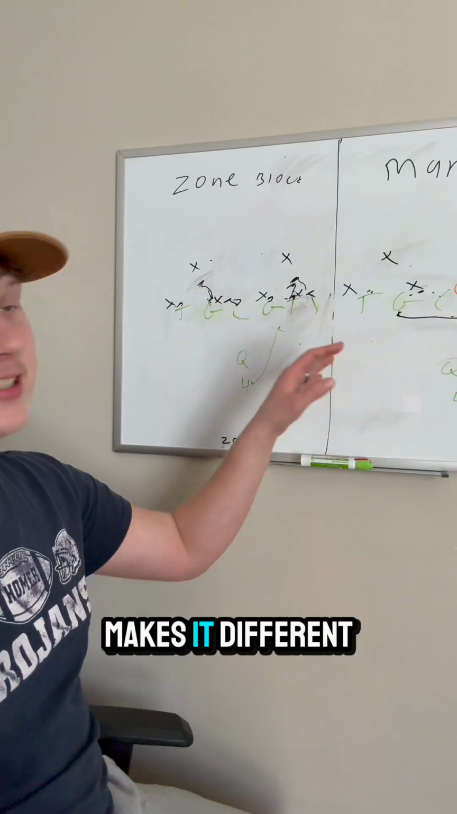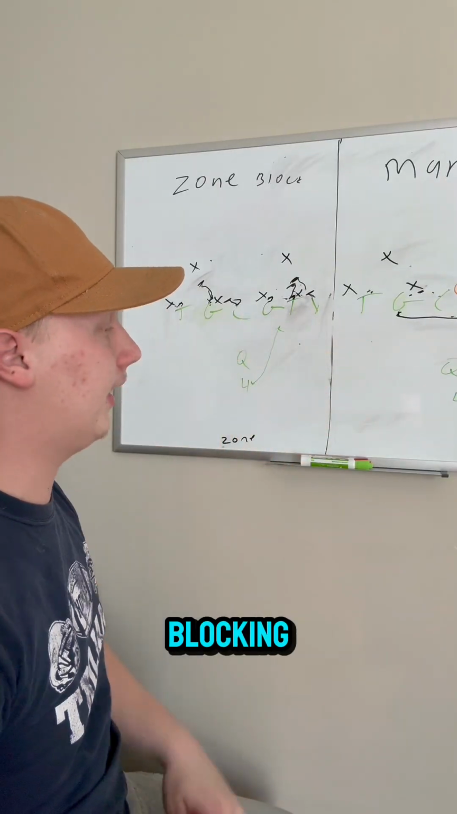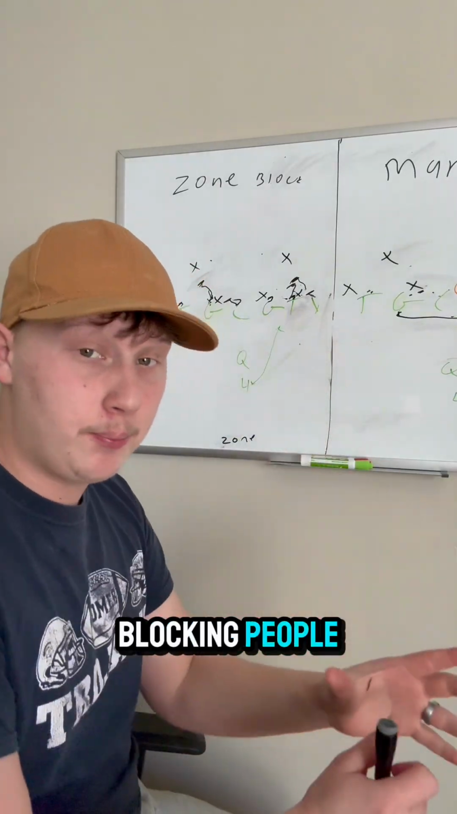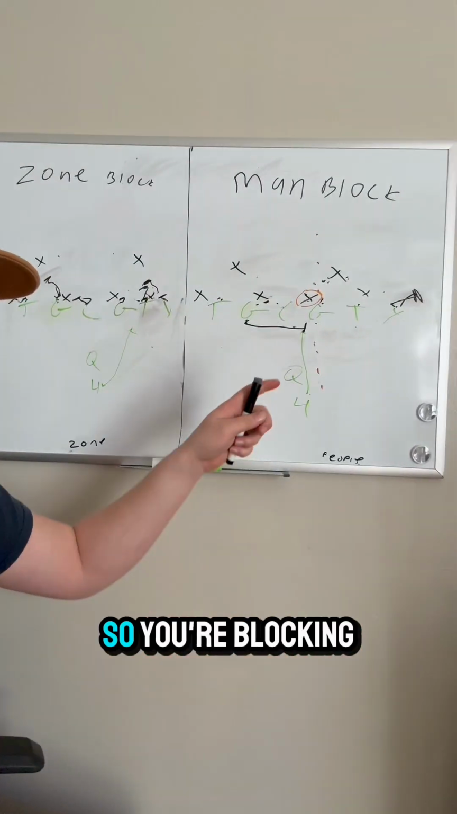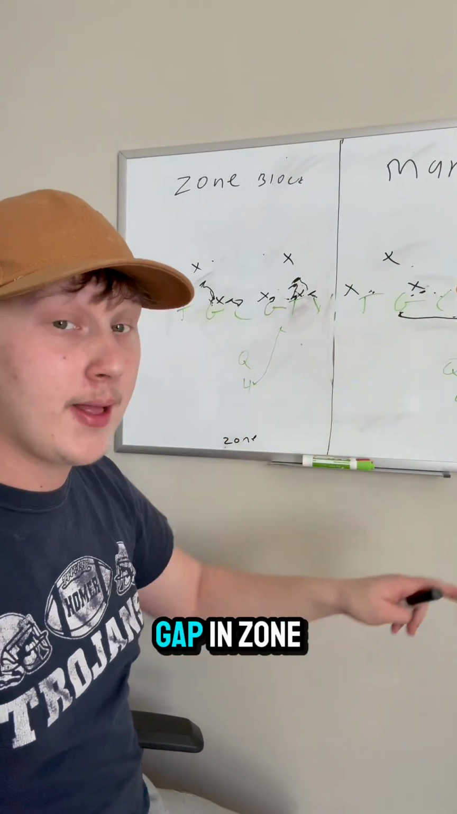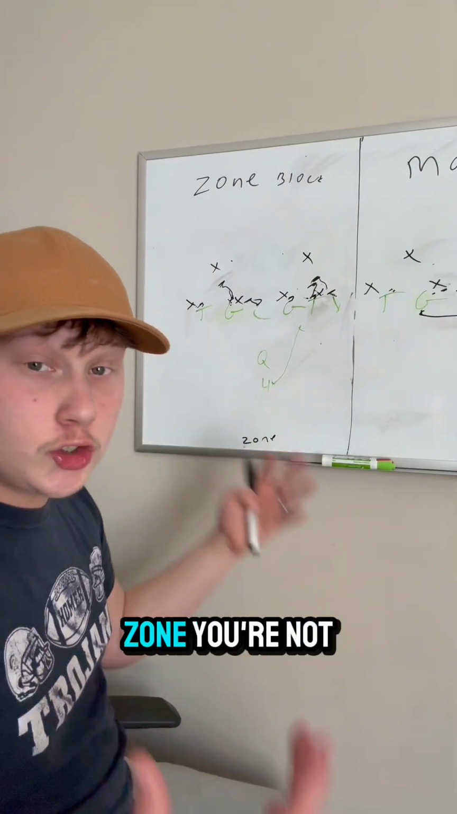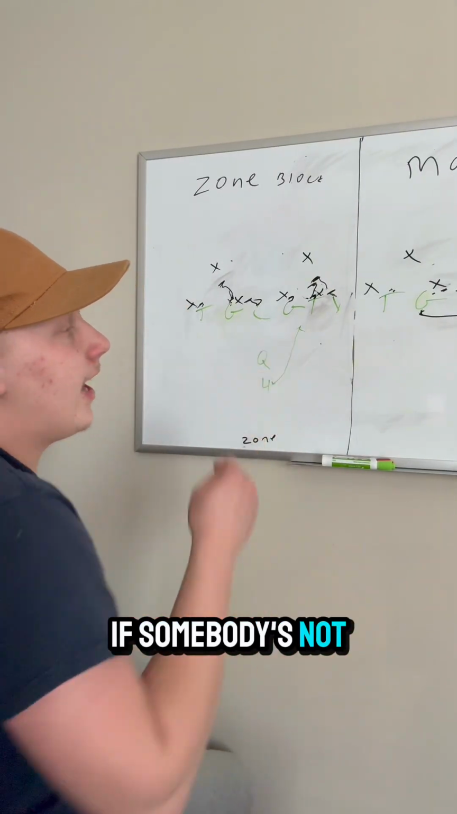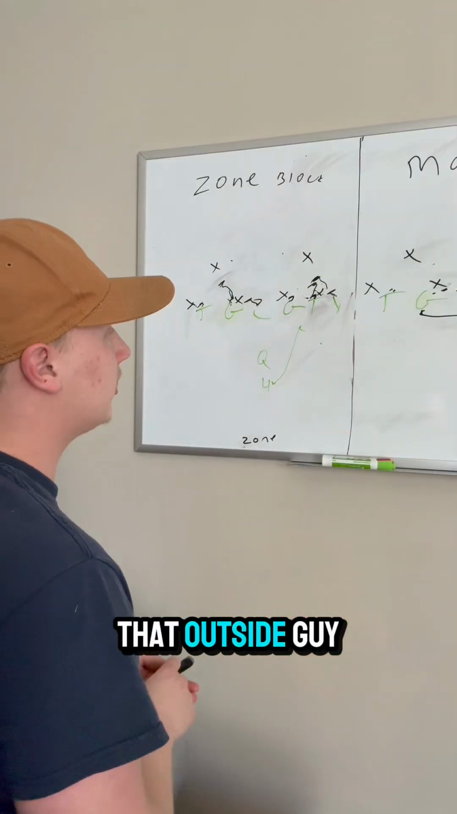So that's what makes it different with man blocking and zone blocking. In man, you're blocking people. You're blocking a human being. So you're blocking each individual person or each individual gap. In zone, you're blocking a zone. If somebody's not there, you're not going to go to that outside guy.